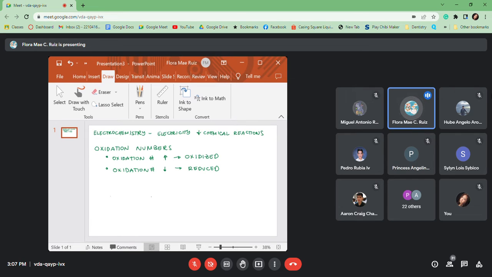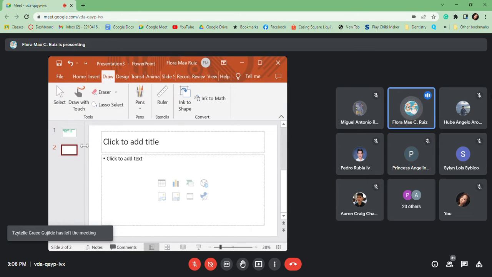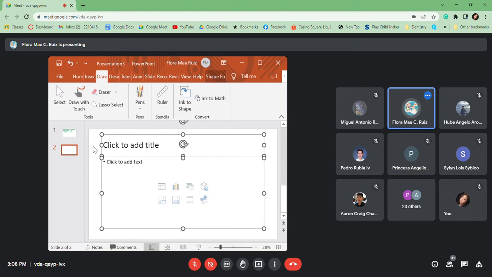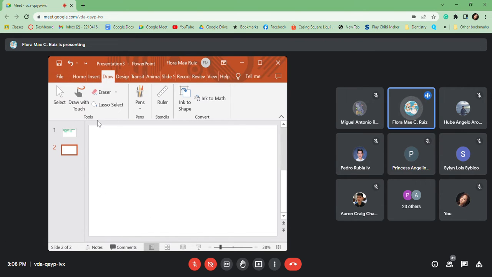So what are the general rules in assigning oxidation number? We have a list of rules. Don't worry, class, I will post this in the modules. Okay, so general rules in assigning oxidation number. Rule number one, for neutral compounds, or compounds without charges, all oxidation numbers must add up or equal to zero.